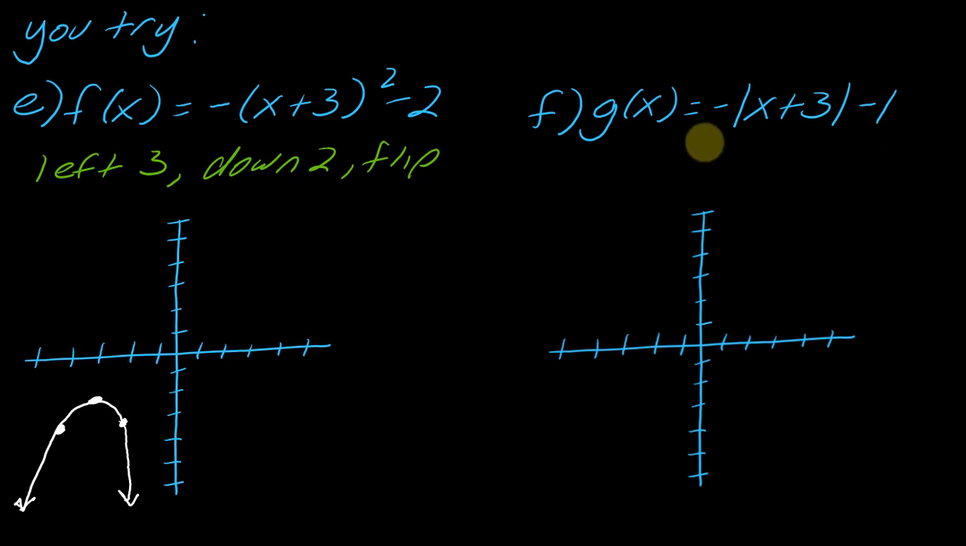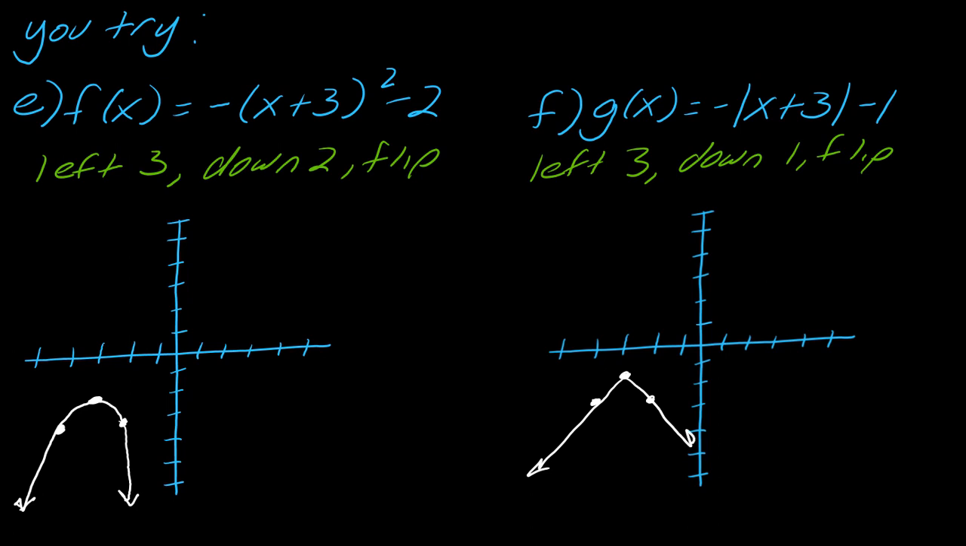Okay, so why don't you try that now with F? Pause the video, hit play when you're ready. So in this case, I'm going to move left 3, I'm going to move down 1, and then I also need to flip. So I go left 1, 2, 3, I go down 1, and then I need to go out 1 in each direction and down 1 in each direction. That's what it means to flip, and this will be that V shape.